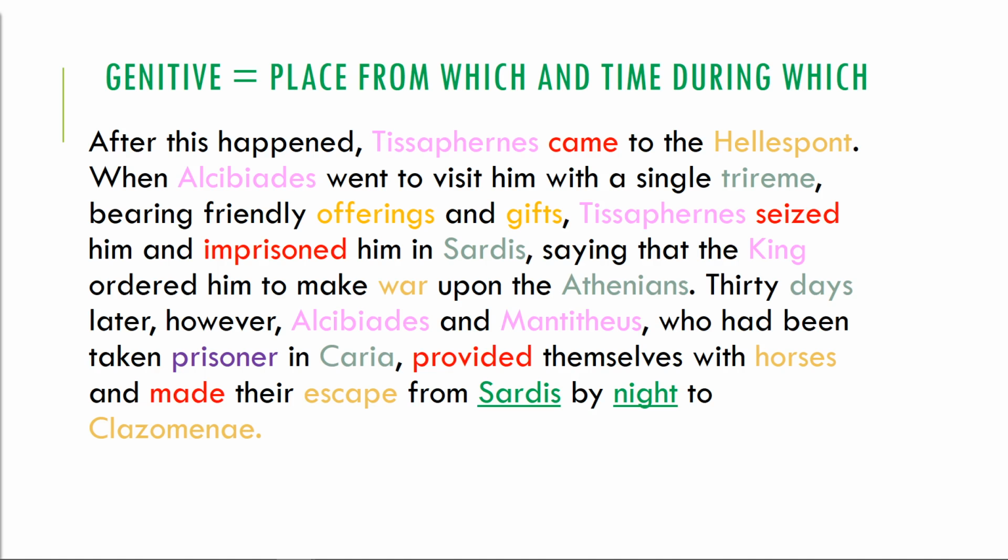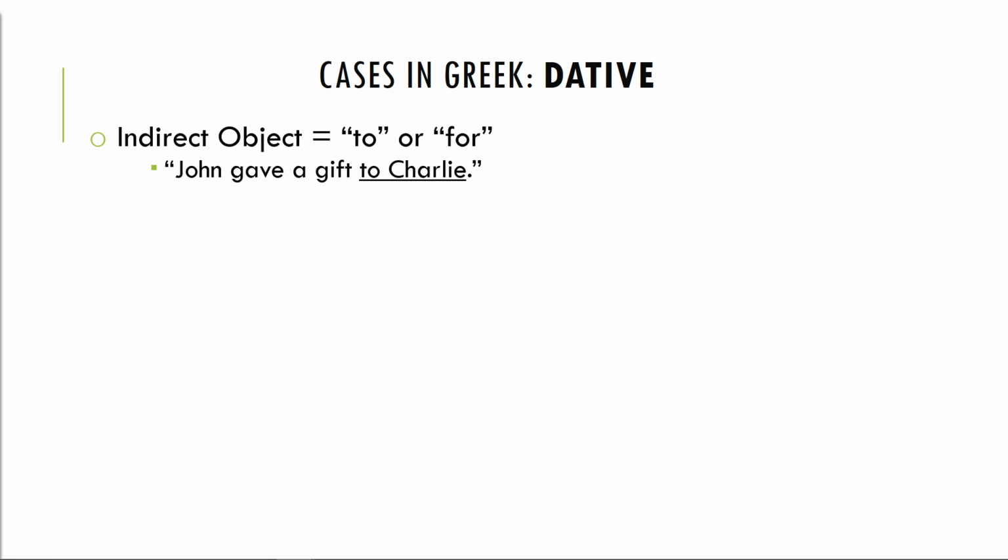The last major case is the dative case, and the dative is a kind of catch-all for lots of things. It's commonly thought of as the case used for the indirect object, the to or for. So John gave a gift to Charlie. John is the subject. A gift is the direct object. To Charlie is the indirect object, but it is still a necessary argument of the verb.